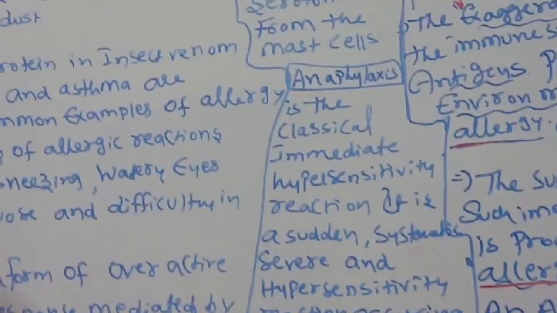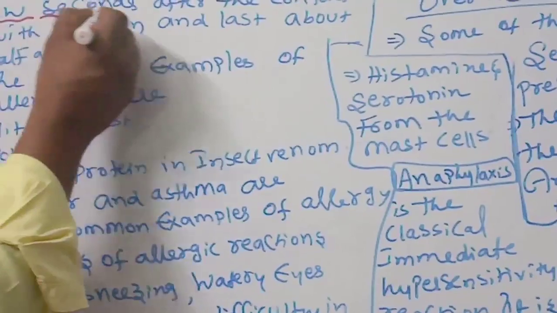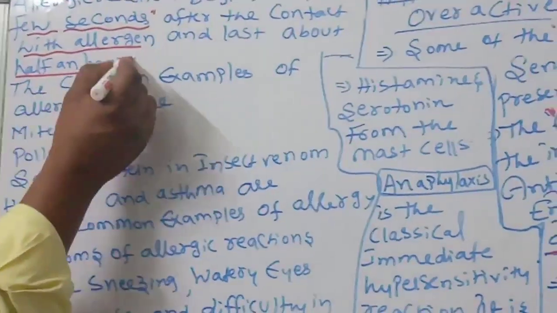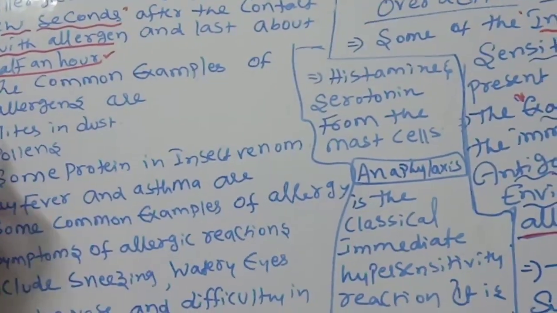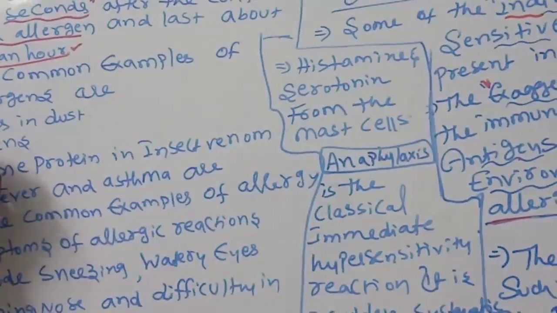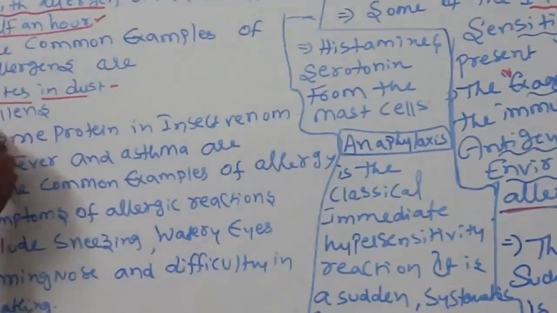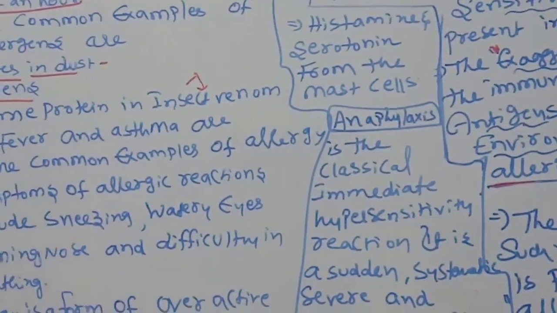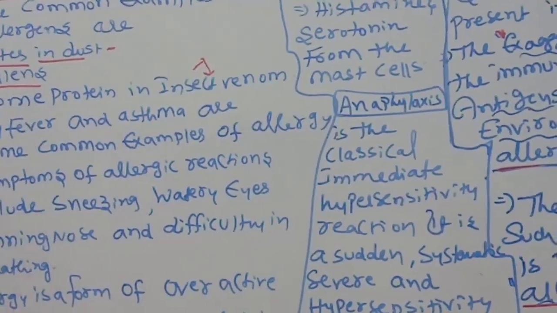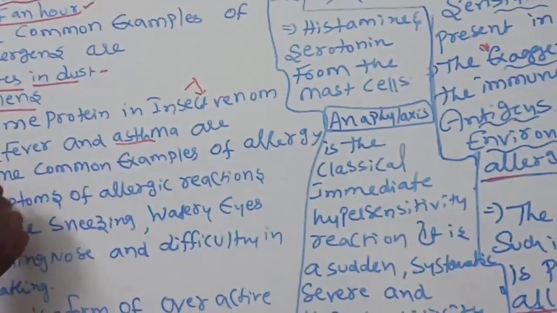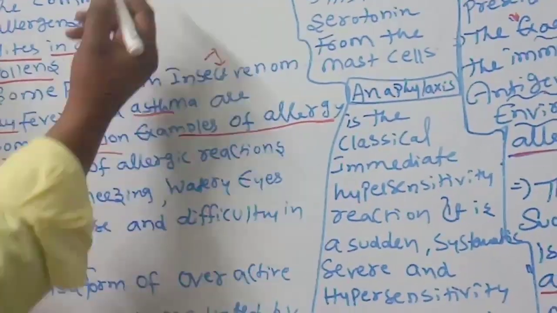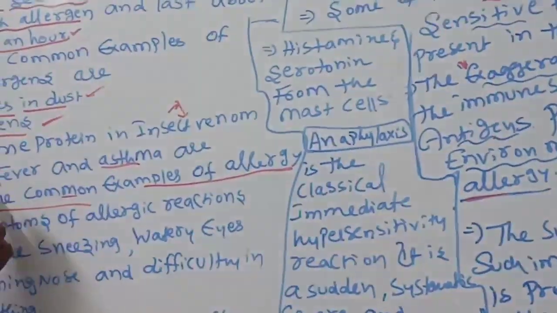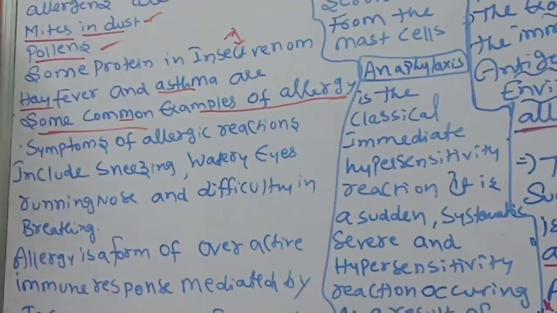Okay, children, an allergic reaction begins within a few seconds after contact with the allergen and lasts about half an hour. The common examples of allergens are mites in dust, pollens, some proteins, and insect venom. Hay fever and asthma are some of the common examples of allergy.